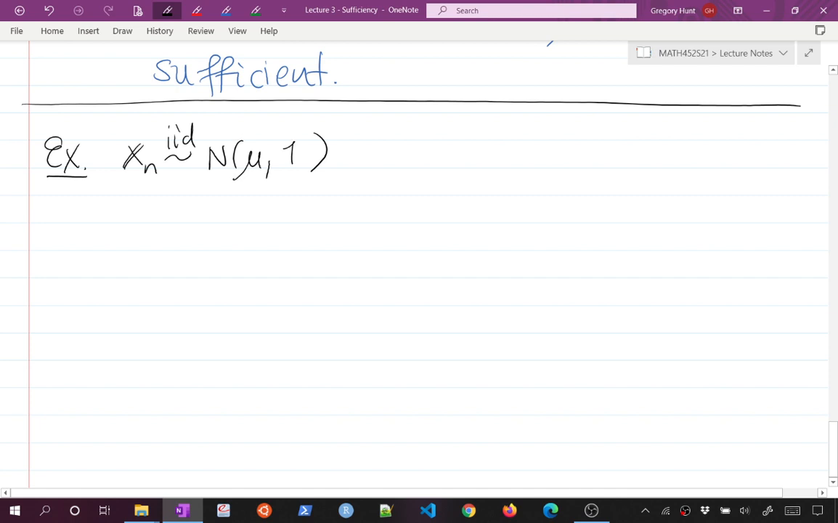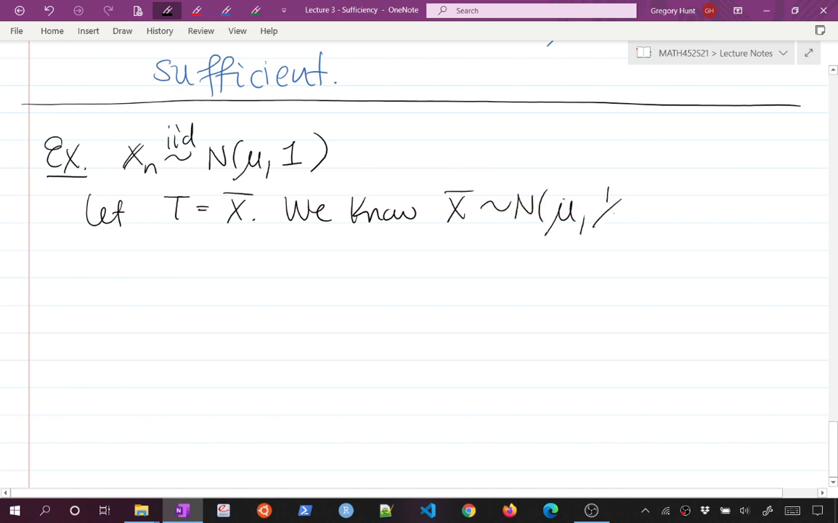But instead of having a sigma squared, let's just say that the variance is 1. It doesn't really matter. It just makes our lives easier. Basically, we're saying sigma squared is known. And let our statistic t be x bar. We know from last lecture that x bar is going to have a normal mu, and in this case, 1 over n distribution. And the question, obviously, is: is x bar sufficient for the mean?